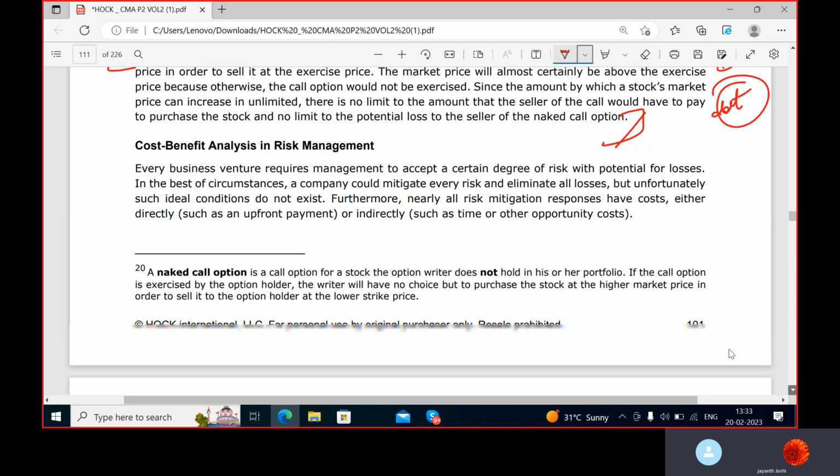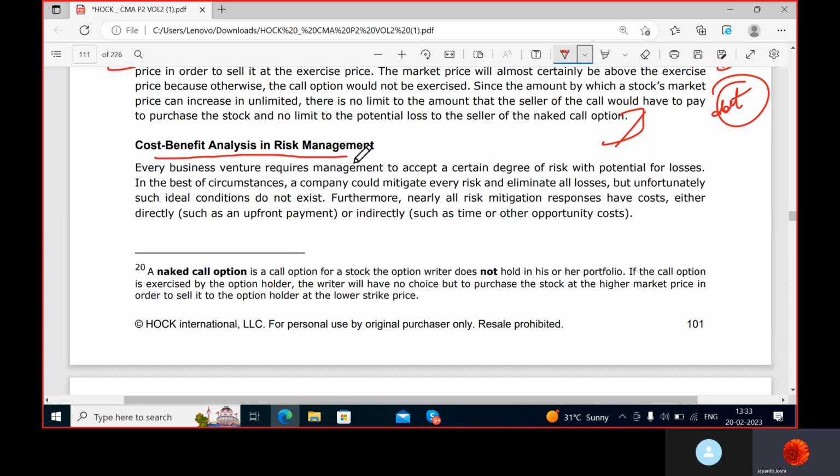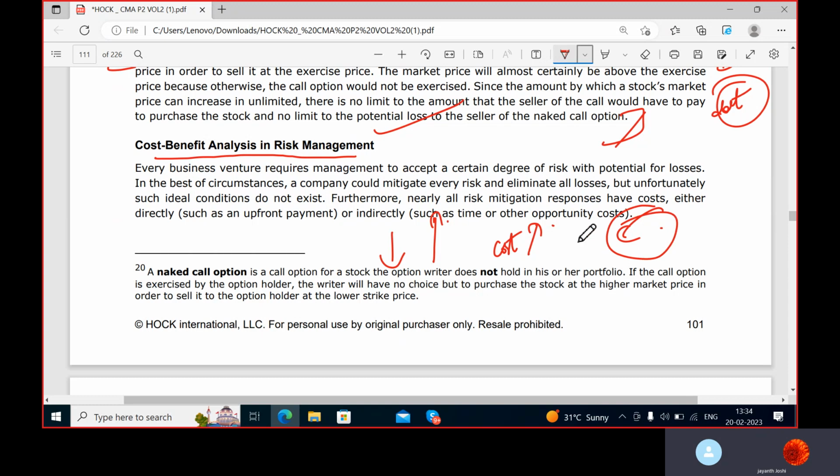Now, cost benefit analysis and risk management is also very important. See, for example, if you are to minimize your risk, you are taking some insurance policy. You should see what is the cost you are spending for that insurance policy, and you should also ensure that the benefit you are getting is more than the cost. That's nothing but the cost to benefit analysis you are doing.